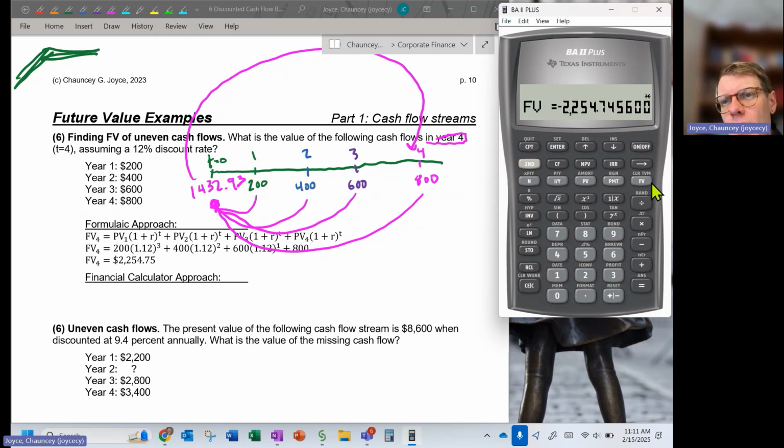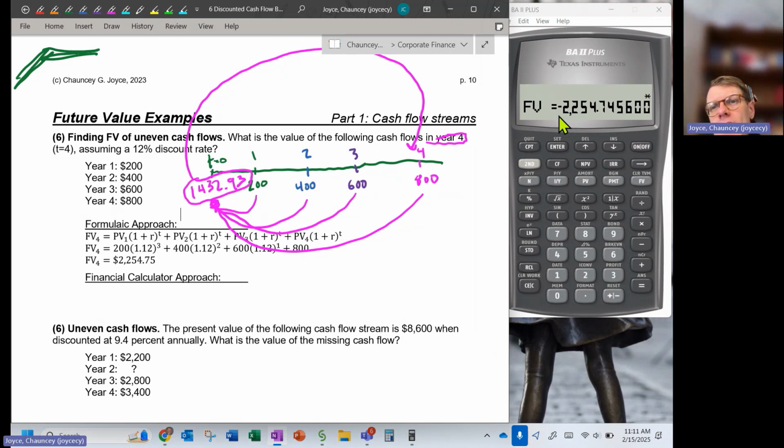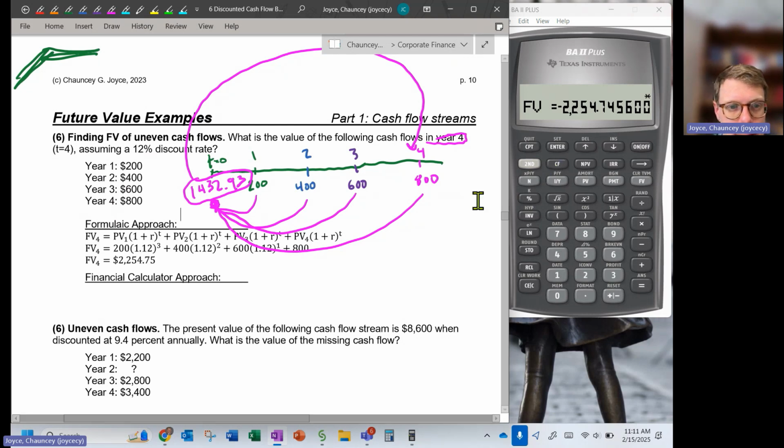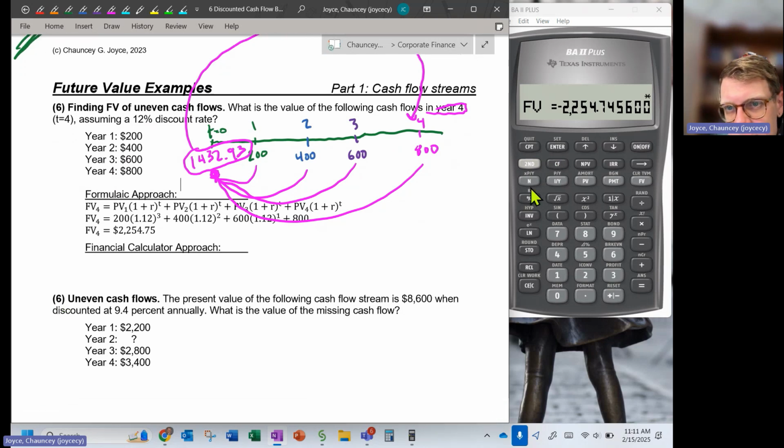And then I'm going to compute my future value. That's going to come out negative. That's just the direction; you could think of it as your financial calculator saying, how much would you need to invest today to receive an amount in the future? But the correct answer is 2,254.75. So again, that was just a two-step process using cash flows and then using this five-step button here with N, I/Y, PV, payment and future value.